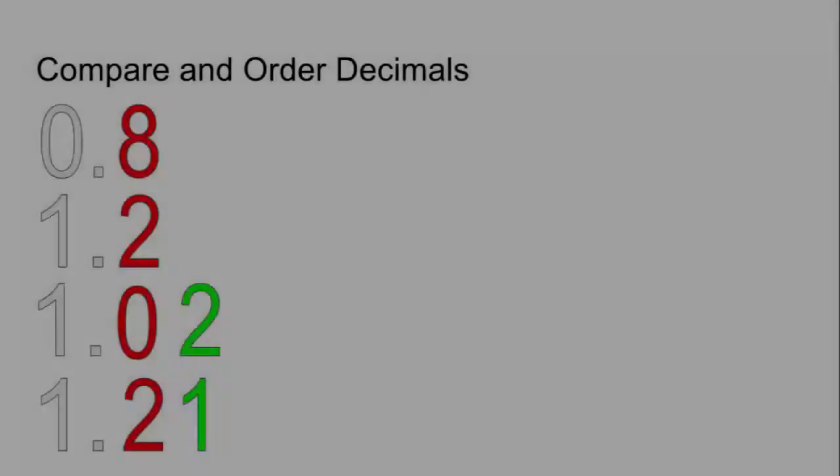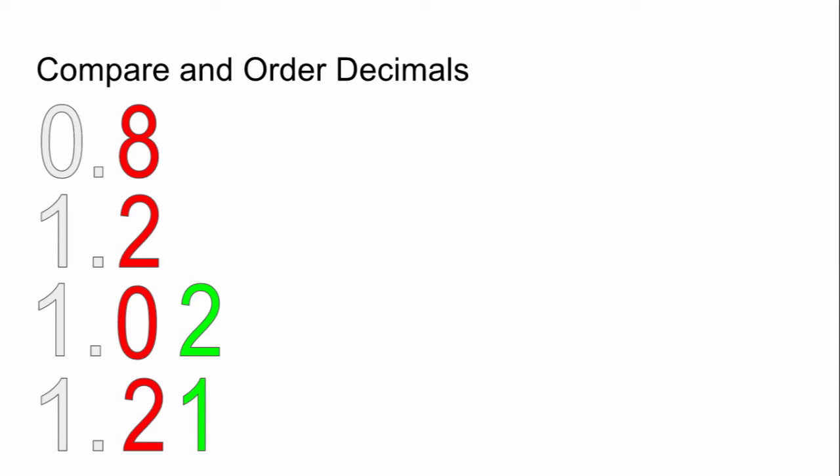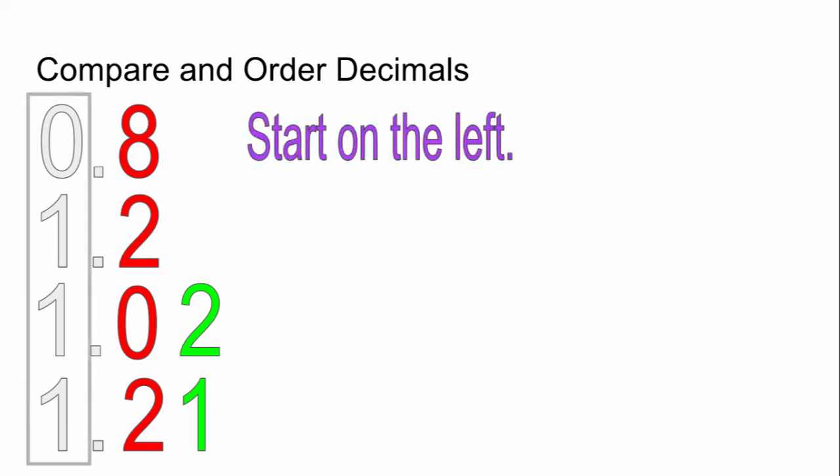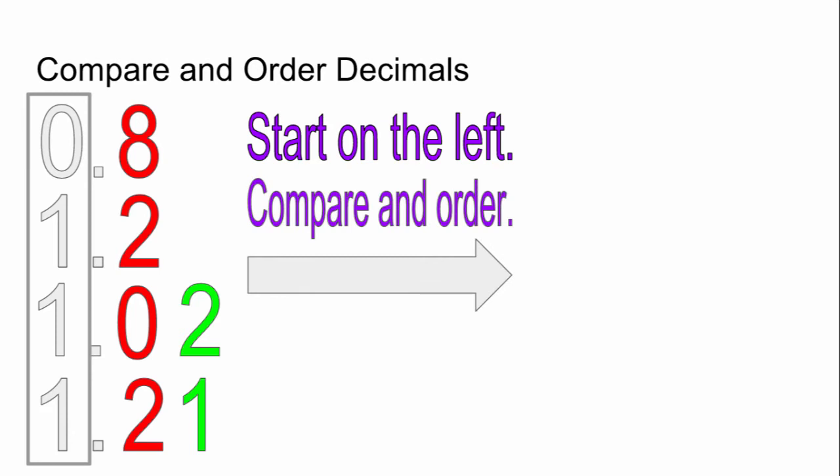So first we need to put our numbers in the order that they were given to us. So we had 8/10, 1 2/10, 1 2/100, and 1 21/100. So our first step when we want to compare and order any numbers, even numbers with decimals, is that we start on the farthest left place value, which in this case is the ones place. And we compare and order these numbers, and we're going to rewrite them on the right side of our page in the right order from greatest to least.